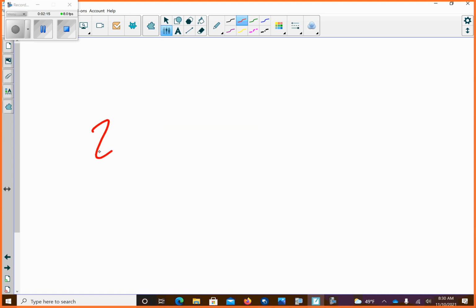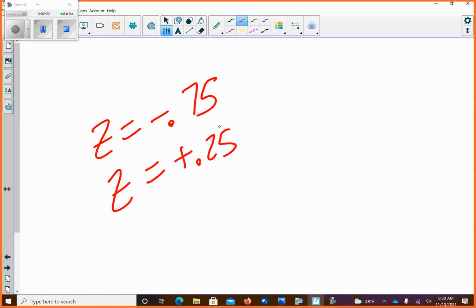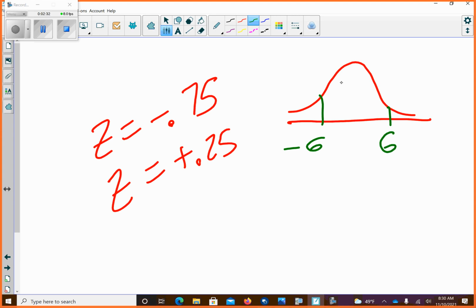So example 1 says, what percentage of the bell curve is between, and I'll just write this up, a z-score of negative 0.75 and a z-score of positive 0.25. So if you think about what that really looks like, if this is one standard deviation below and this is one standard deviation above, 0.75 would be about here, and then 0.25 might be about here. So you're trying to figure out what this area is between the curve.